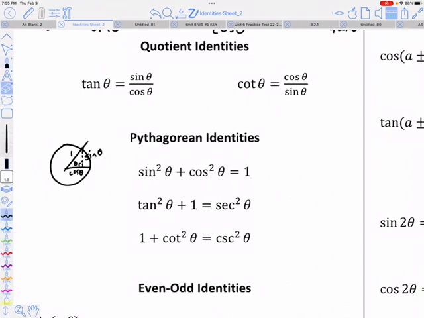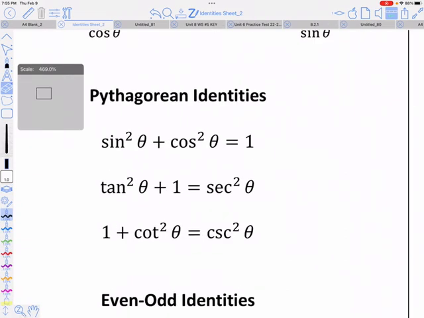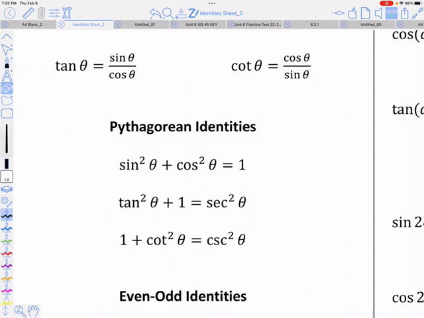Okay, now the other two are harder to remember. Like this one we should be able to remember because it's just sine squared plus cosine squared equals 1, x squared plus y squared equals 1. So we should all know this one. At least we should know it pretty soon. The others come from that one. So I don't really memorize these per se because I can always derive them again. All these just come from that first one.